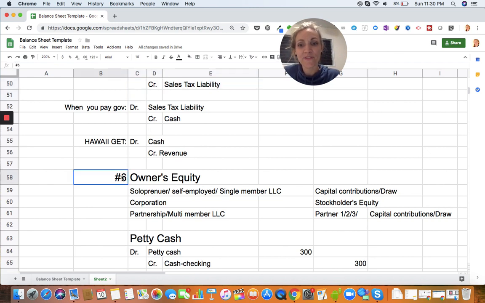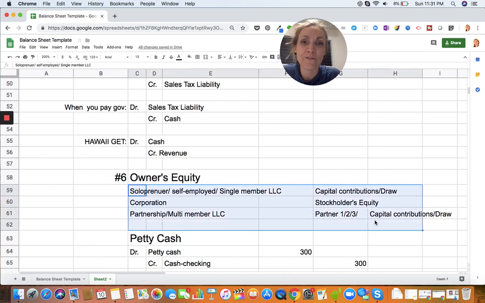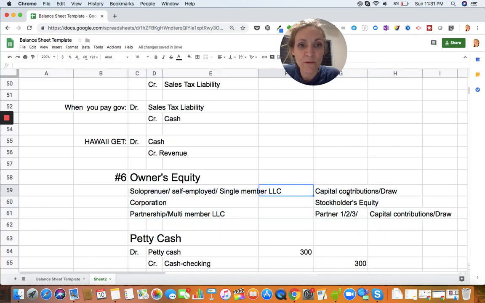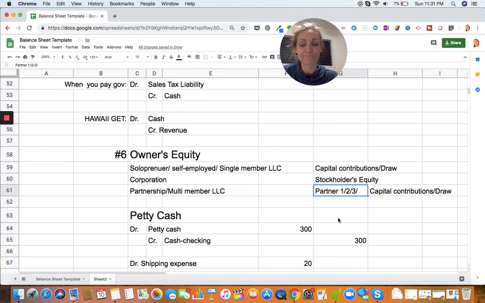Okay, the last section, owner's equity. Just be aware that we have different types of capital accounts based on the structure of the business. Solopreneur, self-employed, single member LLC, they have capital contributions and a draw account. A corporation has stockholders' equity, shareholders. Multi-member LLCs or partnerships, they have a partner's account for capital and draw for each partner.